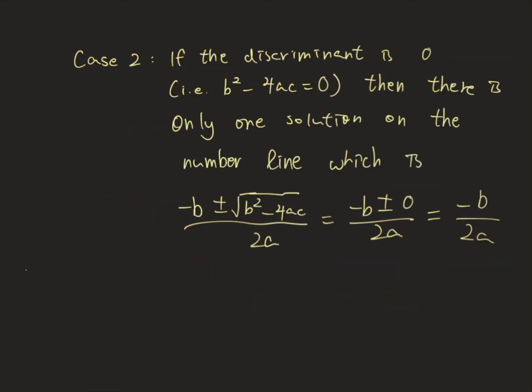Case 2. If the discriminant is 0, which is b squared minus 4ac equals 0, then there is only one solution on the number line, which is -b plus or minus square root of b squared minus 4ac over 2a, equals negative b plus or minus 0 over 2a, which is equal to negative b over 2a.